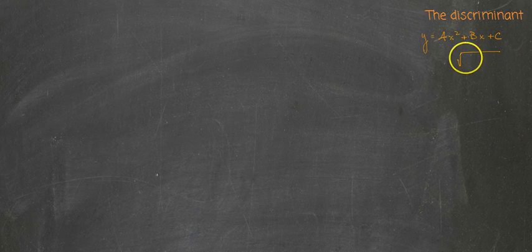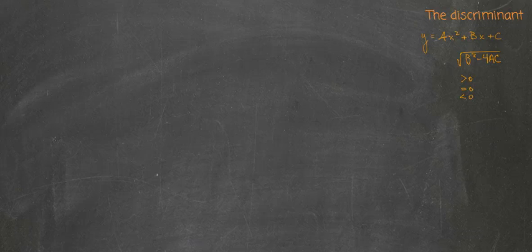So in this case, I would say b squared minus 4 times a times c, and evaluate whether it's greater than 0, equal to 0, or less than 0 to determine how many solutions. Well, it turns out that with a conic section, I can also calculate the discriminant, and it will tell me the type of conic I'm looking at. So let's look at the general form of a conic section.